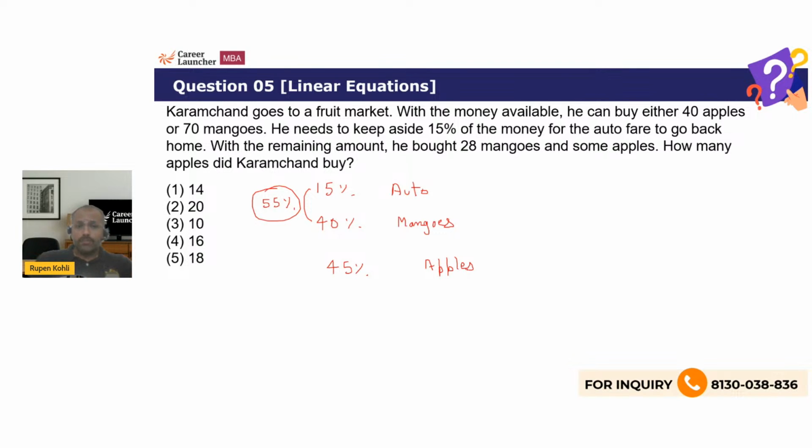With the total amount that he has, he could have bought 40 of them. So therefore, he can buy 45% of 40, these many apples, which is 18. One of the simplest ways to deal with this question. No variables, nothing, just straightforward numbers. Look at the percentage figures, get it done.